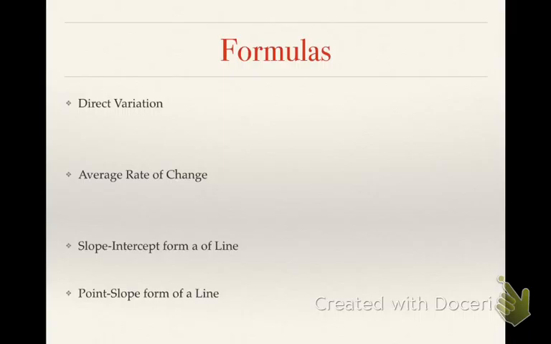So let's first look at some formulas. The first formula we're going to look at is direct variation. That occurs when you have essentially a line that passes through the origin. Y is equal to kx. That is the formula for direct variation, because if you divide y divided by x, you get a constant. It's a constant relationship, constant slope. We're going to look more in depth with that in a moment.